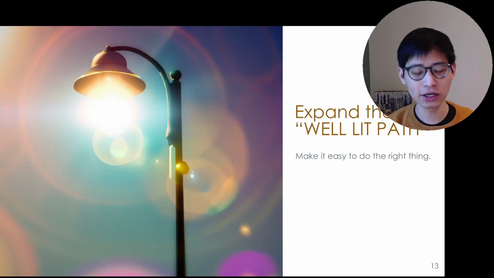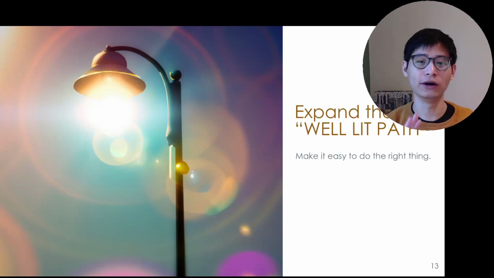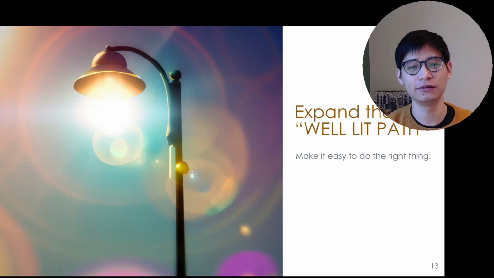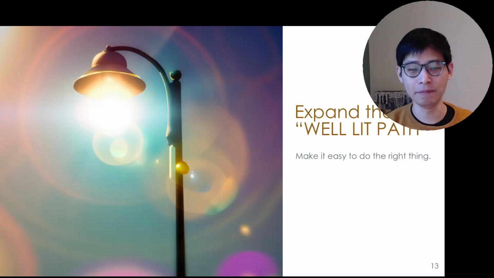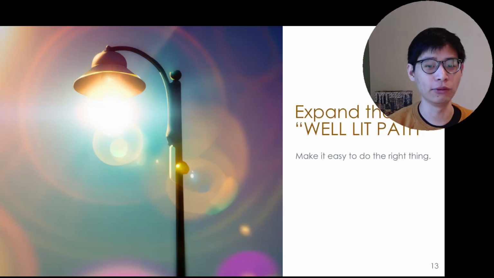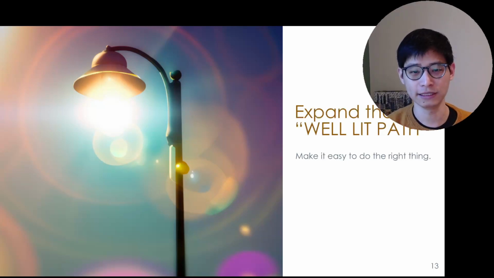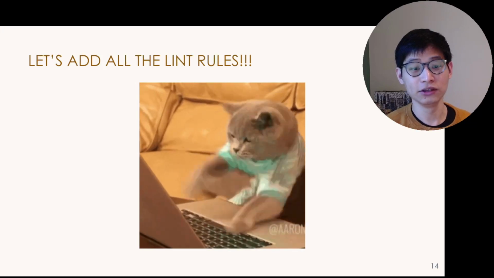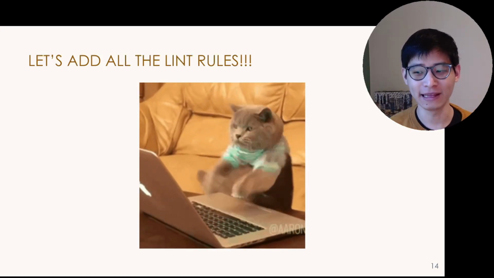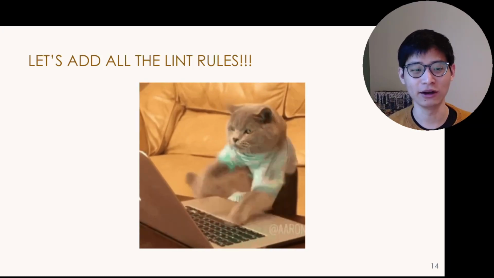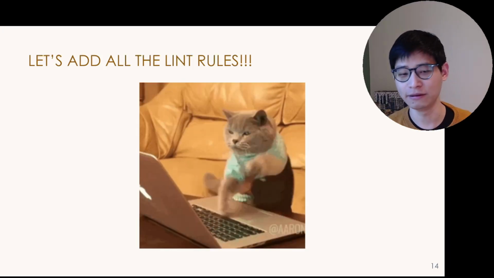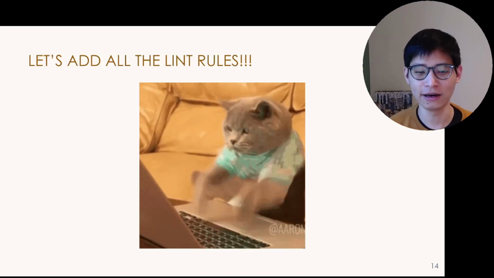I like to call it expanding the well-lit path. So we all have the default case where the framework works really well, your existing patterns work really well. But if you need to do something outside of this default case, it might be a little bit harder. Lint rules expand the well-lit path, so it's easier to do all of these things. So you might think, hey, let's add all the lint rules, right? There seems to be no downside. Let's just add all of it and have a completely awesome code base.